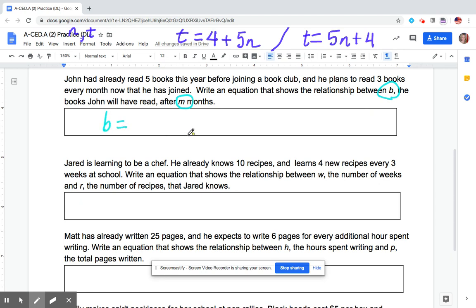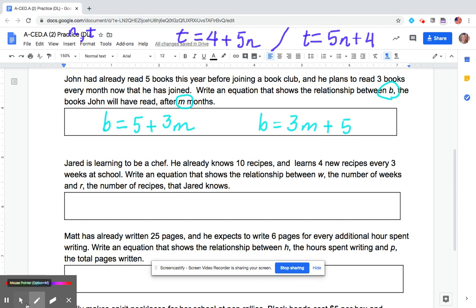And is there an initial value, a number of books that he has read at the start? 5. And how many books does he read each month, or will he read each month? There's 3 books each month, so that's your 3M. Again, we could have written it this way. These equations are equivalent.